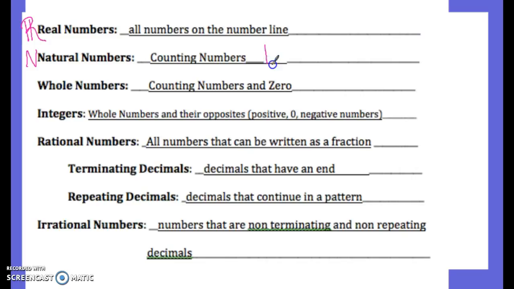Natural numbers are your counting numbers. Think of 1, 2, 3. What am I thinking of? Sesame Street and the count. Those are your natural numbers.